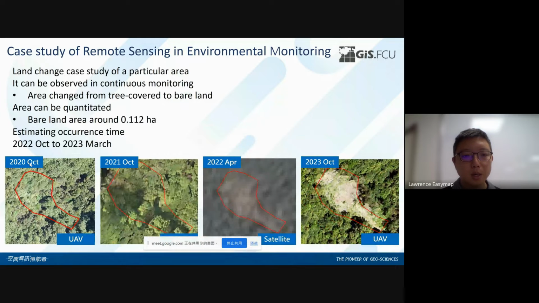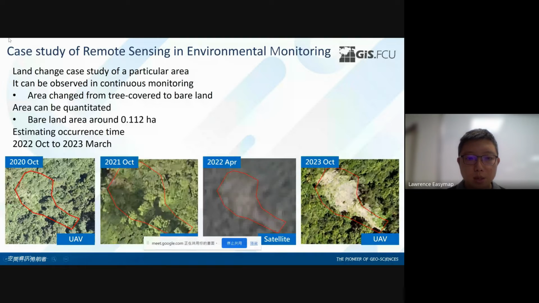Besides, we can make use of such pictures to observe that something happened. We can also quantify the amount. For example, we can quantify the area of the landslide, how large it is, and maybe estimate when it happened.